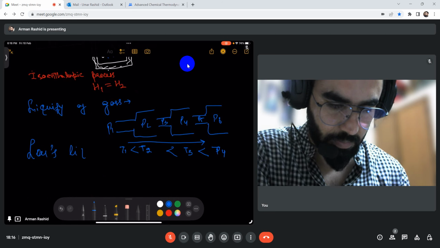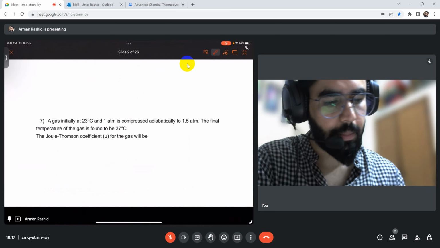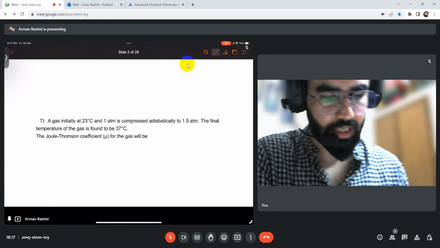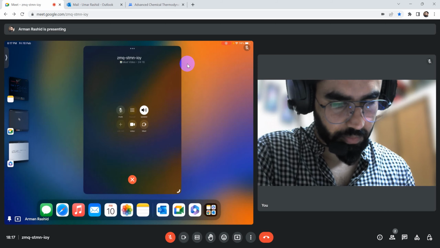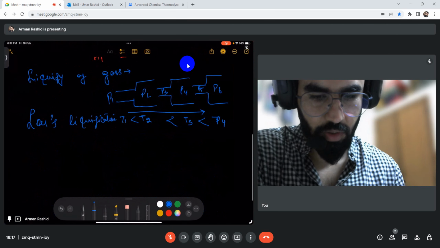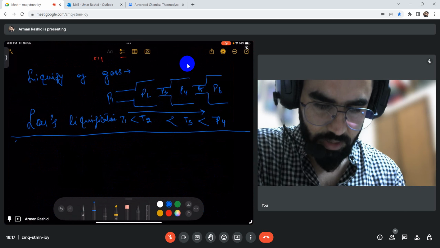Okay, so let us go back to the question. The gas was initially at 25 degrees Celsius and at 1 atmosphere, and it is compressed adiabatically to 1.5 atmosphere, and the final temperature of the gas is found to be 37. So we have to determine the Joule-Thomson coefficient. So we have a sample problem.